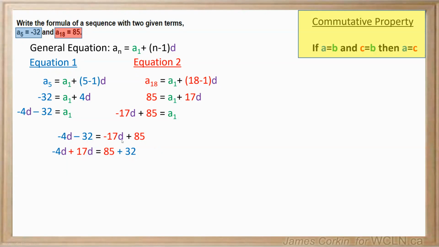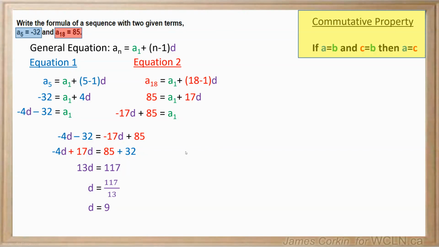We do that by adding 17d to both sides and adding 32 to both sides. Why do we do that? Anytime you're doing algebra like this, you want to get all your letters on one side and all your numbers on the other. We can now combine these, getting 13d equals 117, and then divide both sides by 13 to get the value of d being 9. So we now know that the common difference in the sequence is 9.